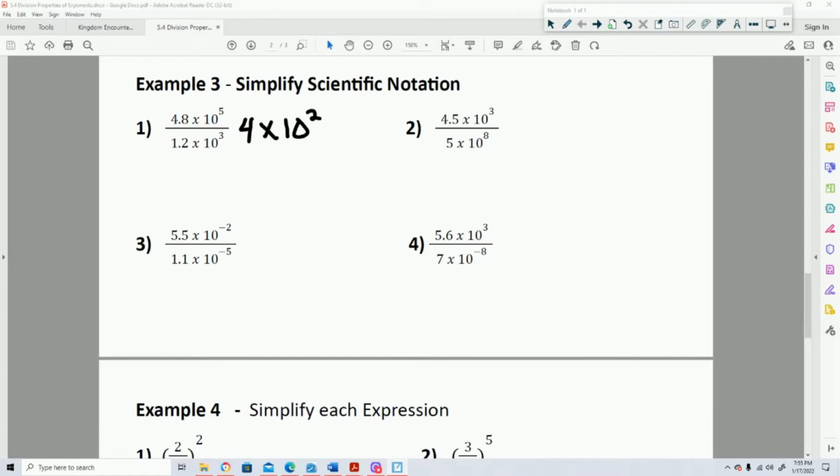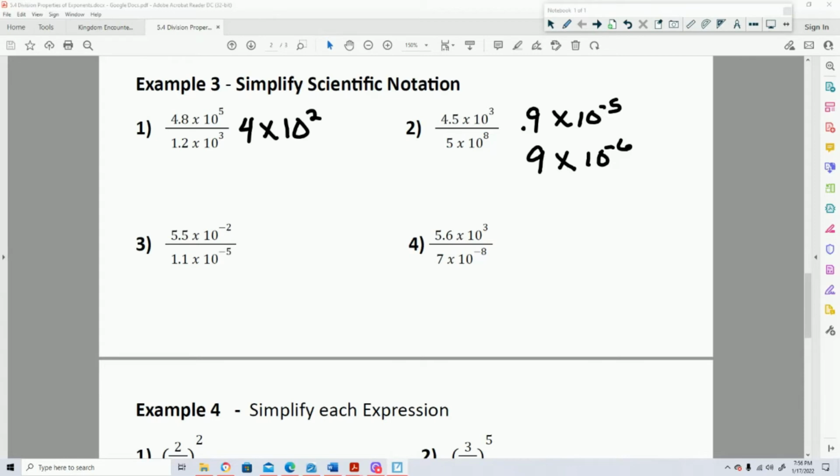Go to number 2. 4.5 divided by 5. Well, 5 times 9 is 45. So 5 times 0.9 is 4.5. So we're going to go 0.9 times 10 to the negative 5. 3 minus 8 is negative 5. We've got to fix this. Make it bigger. Make that smaller. Negative 6. Okay? We should be well used to doing that, fixing it.